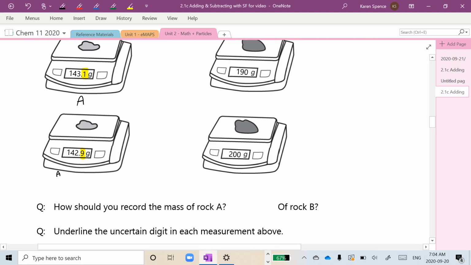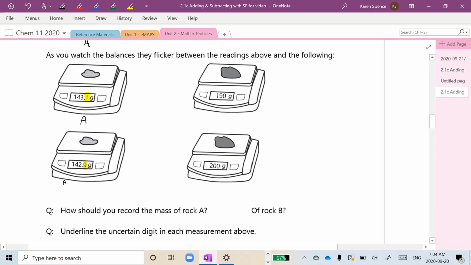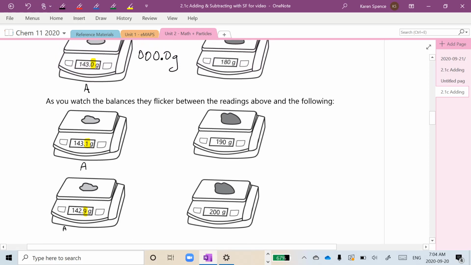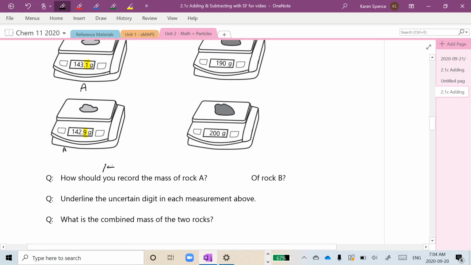So how should we record the mass of rock A? Well, if we look at all our values, we have 143.0, 143.1, and 142.9. If those are the numbers it's flickering between, I'm going to pick the one that's closest to the middle. So I'm going to pick 143.0. And don't forget, you must have your unit, grams.